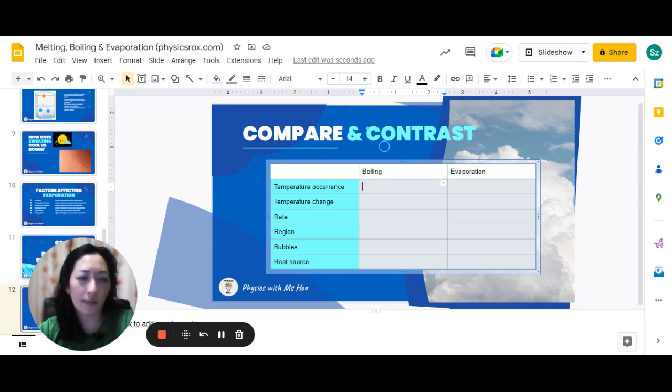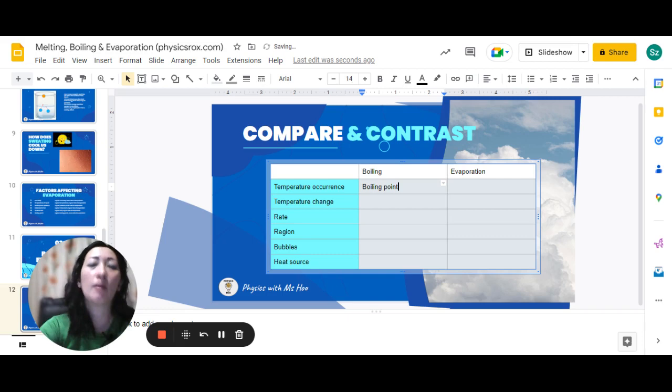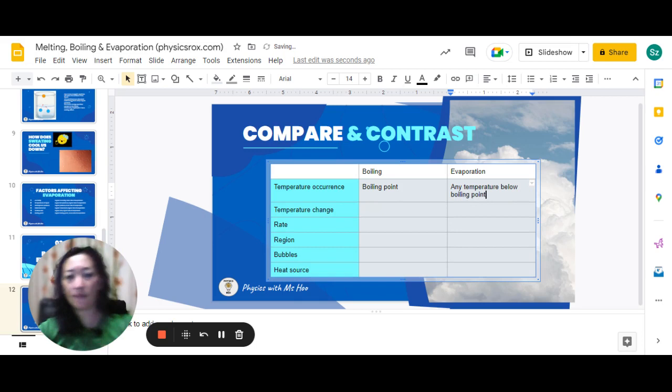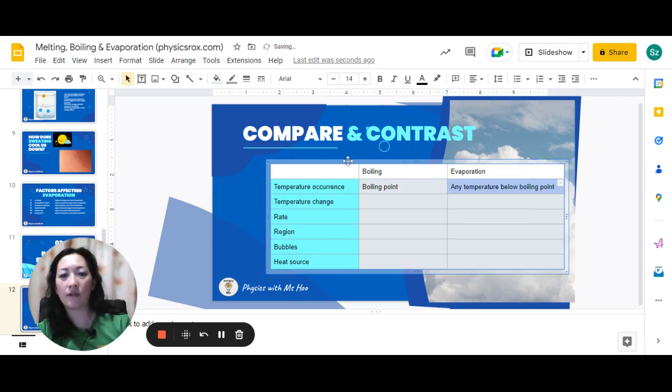Temperature occurrence means at what temperature does boiling and evaporation occur? Think. Boiling only happens at the boiling point. Evaporation doesn't need any particular temperature, right? So it happens at any temperature below the boiling point.